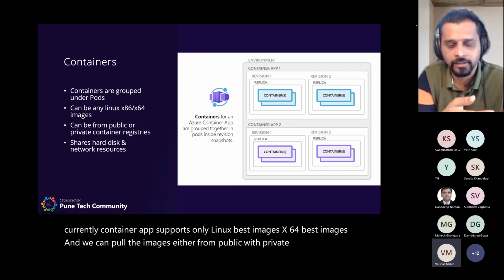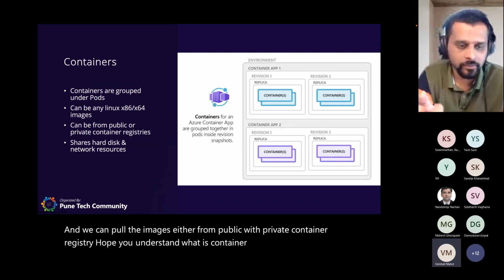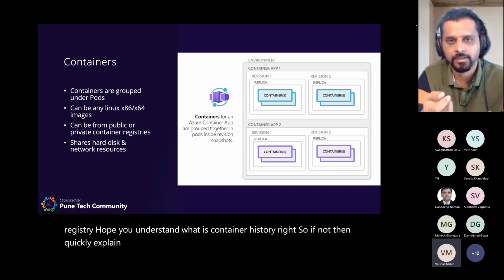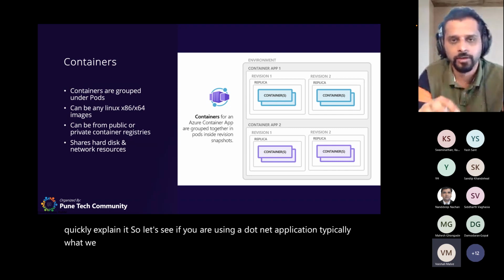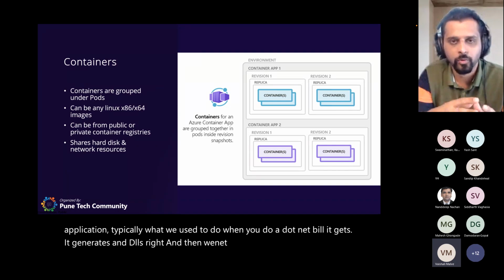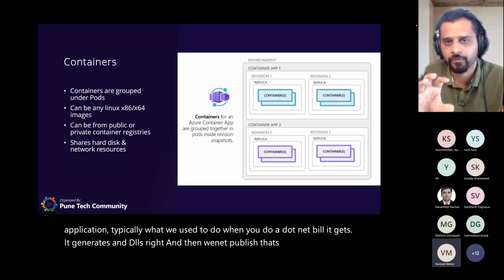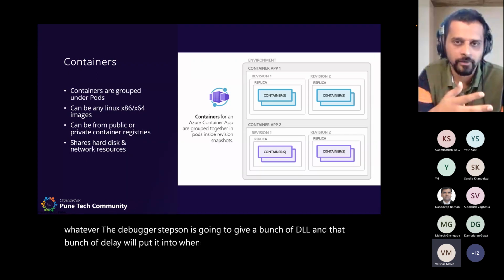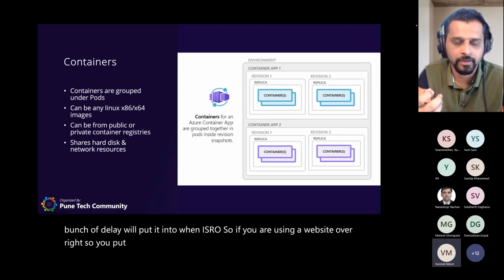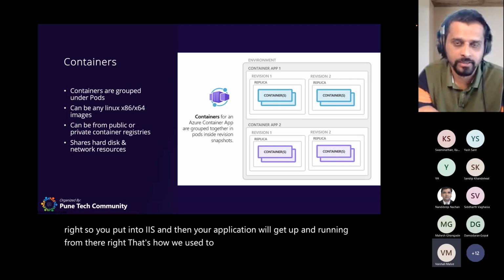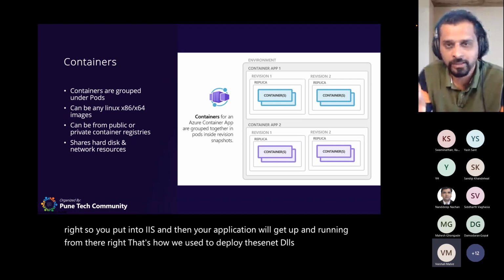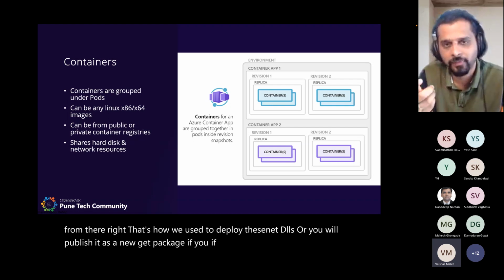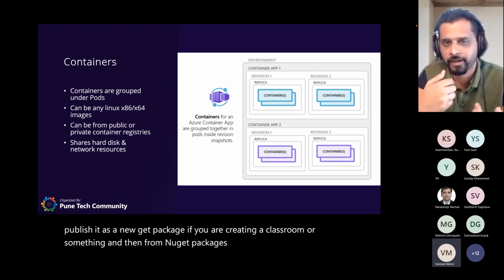I hope you understand what a container registry is. If not, I can quickly explain it. Let's say you are using a .NET application. Typically, when you do a .NET build, it generates some DLLs, right? And then we do a .NET publish, which trims down the debug-related stuff and gives a bunch of DLLs. That bunch of DLLs you put into IIS, as if you're using a web server, and your application gets up and running from there. That's how we used to deploy these .NET DLLs. Or you publish it as a NuGet package if you're creating a class library, and from NuGet we can download it and reuse it later.